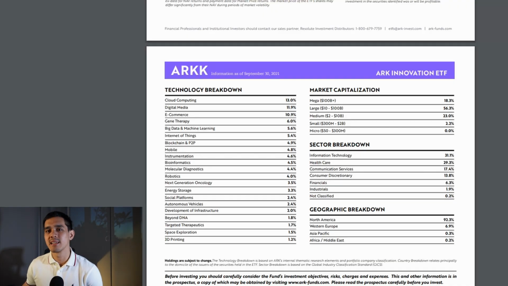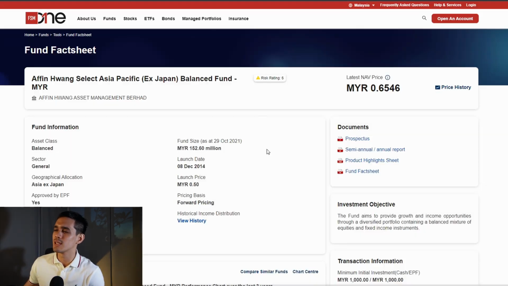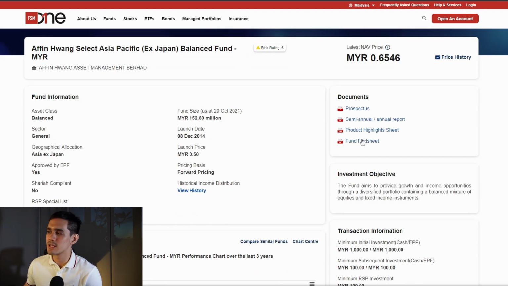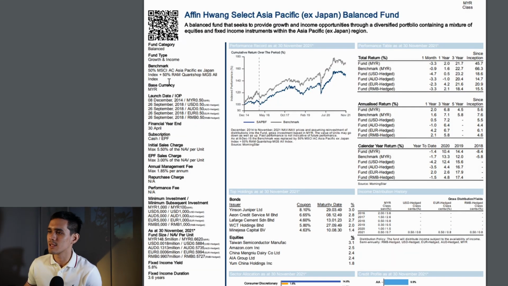All right, so that is it for ARK's fund fact sheet. Not much else. It is actually that simple, but just to make sure you guys understand, I'll be going through 2 more fund fact sheets. The first one being this Affin Hwang Select Asia Pacific excluding Japan Balanced Fund. So this is on Fund Supermart. Again, very easy to find fund fact sheet. Just click on it and this will pop up.